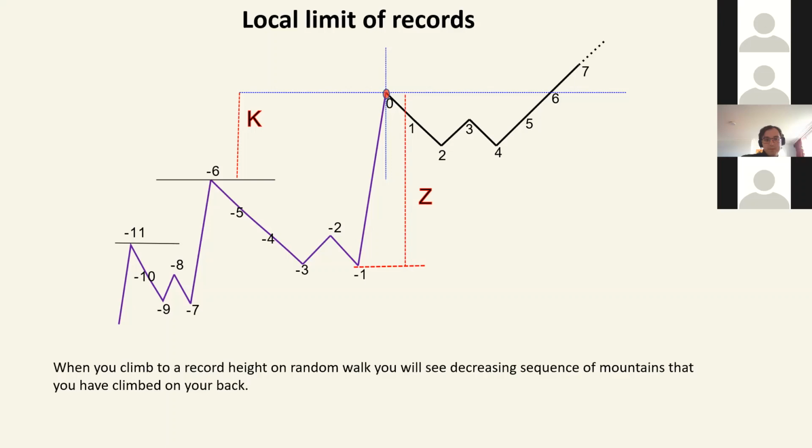So what do you see when you climb to the record of the random walk? You will see a decreasing sequence of mountains that you have already climbed until now. Thank you. I will stop with that.